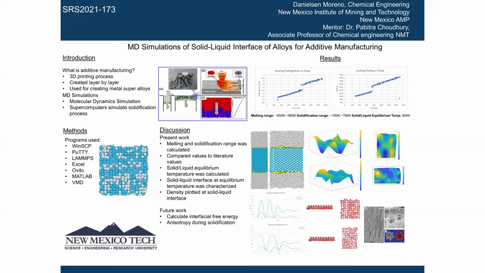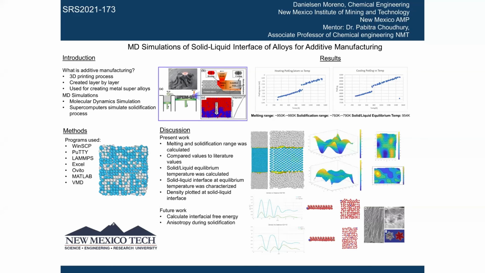So in order to characterize the solid liquid interface, I first found the melting range, and then I found the equilibrium temperature at which it can exist in solid and liquid phase. And then from there, I was able to do a 3D contour plot of the solid liquid interface.